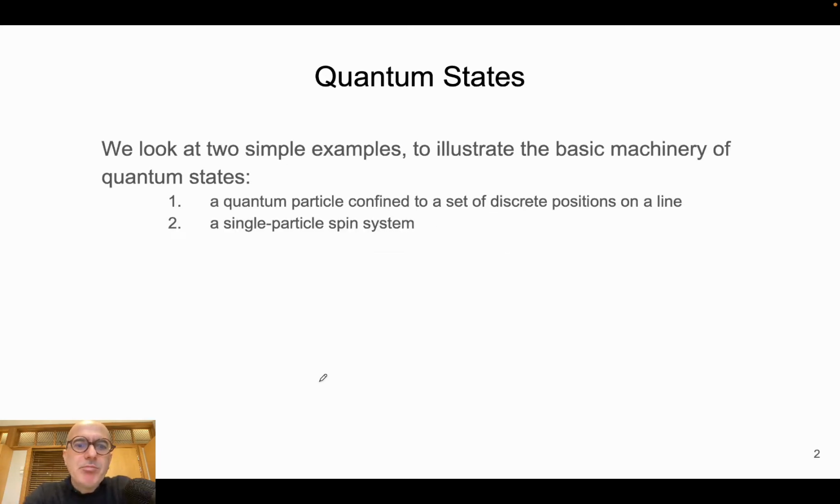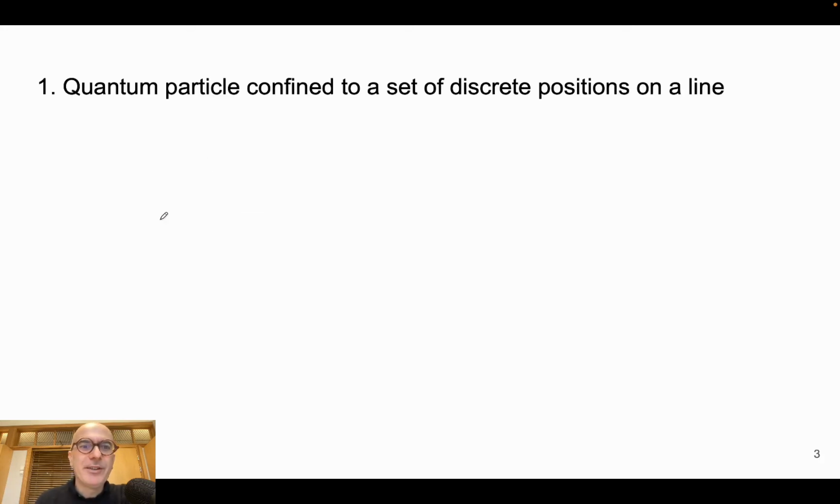We are going to look at two simple physical examples to illustrate the basic machinery of quantum states. The first one is a system with particles that can be only at determined positions. So we will have a number of quantum states, n states. This is a quantum particle confined to a set of discrete positions on a line, so only one-dimensional. The second example is a single-particle spin system that has only two states, so only two quantum states, up and down. So let's start with the first example.